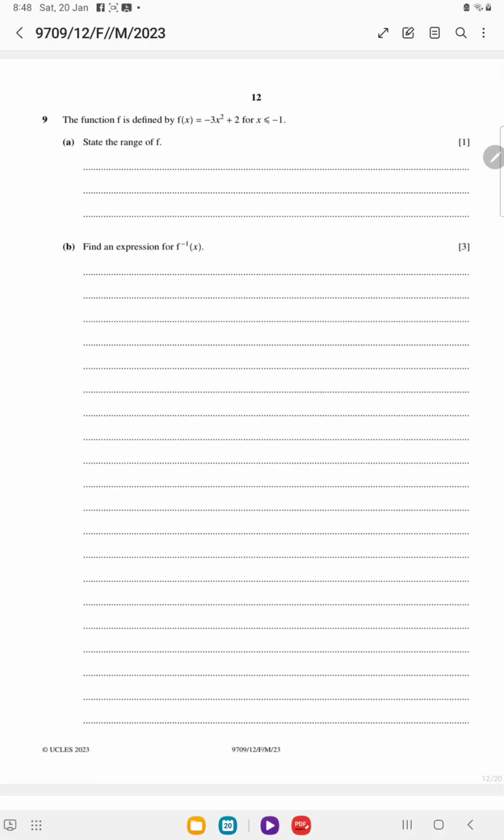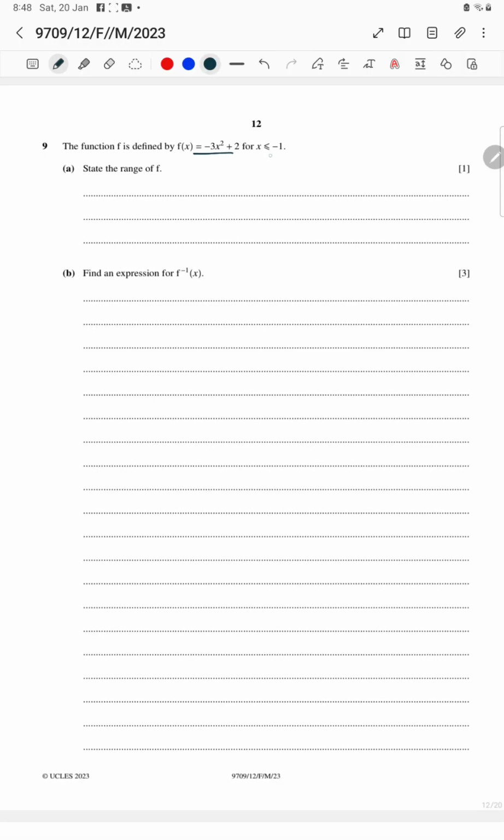Okay guys, for question number 9, the function is defined by this, and the domain is x less than or equal to -1, state the range of f. For the range of f, just replace the value of x, that is -1, in the function. We will get f of -1 equals -3 times -1 square plus 2.